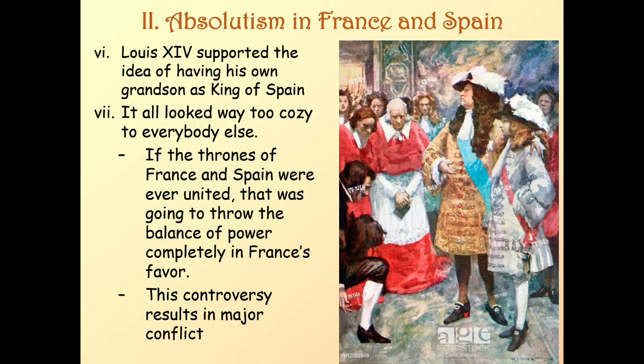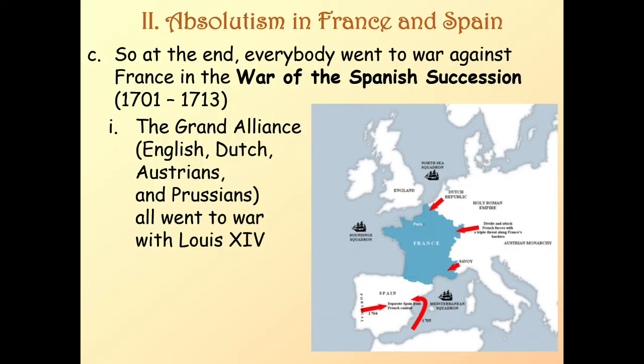Well, Louis XIV supported the idea of having his own grandson become king of Spain, of course. But it looked all way too cozy to everybody else. If the thrones of France and Spain were ever united, that was going to throw the balance of power completely in France's favor. And so this controversy results in a major conflict, the War of Spanish Succession.